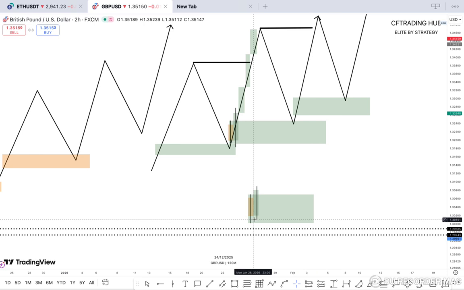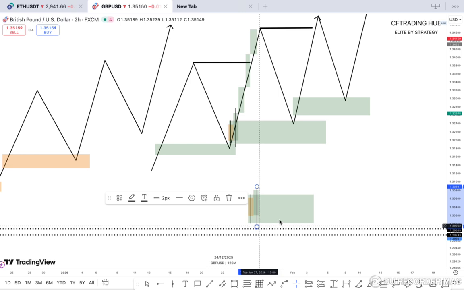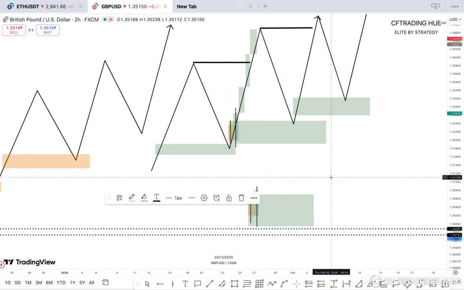And sometimes you might have the wick of your engulfing candle coming below the wick of your source candle. In that scenario, you want to mark everything all together. So that is how to mark out your order block.